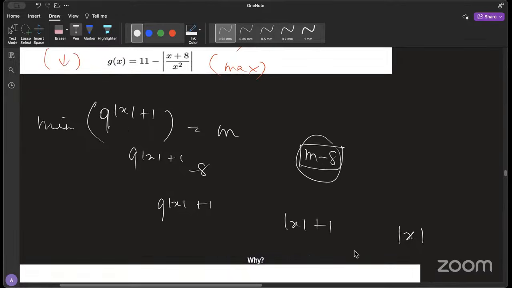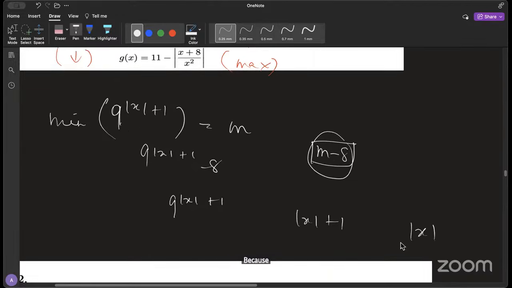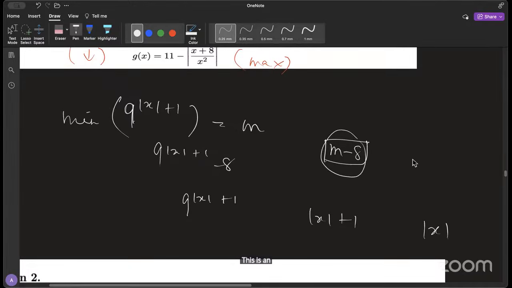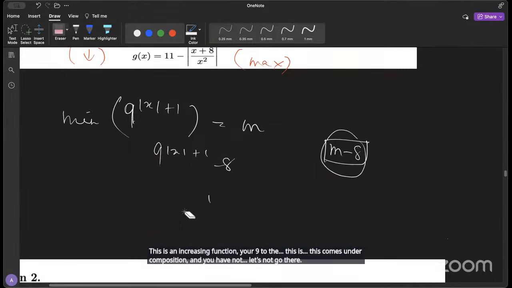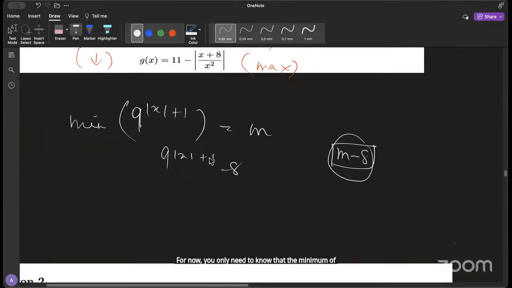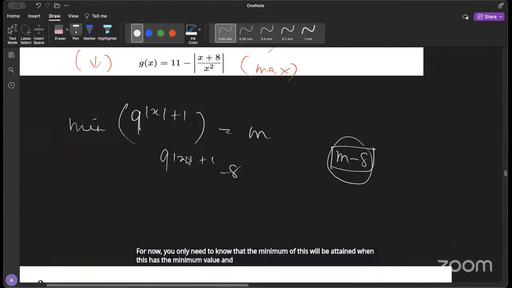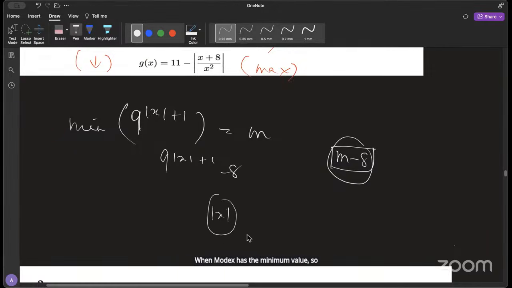There is a reason for it, because this is an increasing function. This comes under composition, so let's not go there. For now, you only need to know that the minimum of this will be attained when the exponent has the minimum value, and consequently when mod x has the minimum value. So what's the minimum value of mod x? 0. That's why, to find the minimum value of this, you will have to take x equal to 0. So the minimum value of f of x is 1.